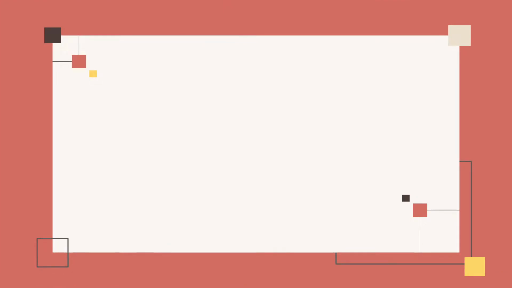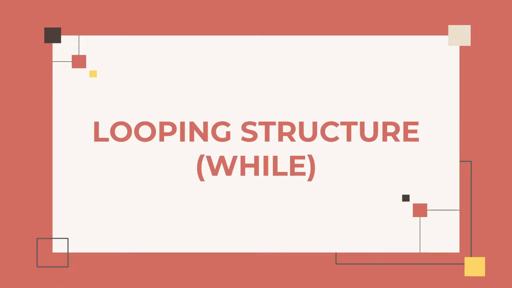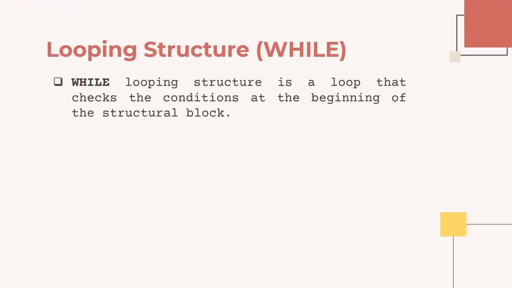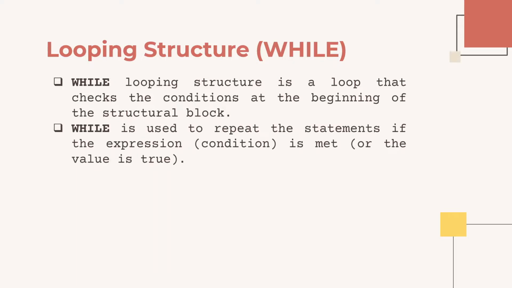Next, we are going to discuss the while looping structure. The while looping structure is a loop that checks the condition at the beginning of the structural block. While is used to repeat the statement if the expression or condition is met or the value is true.